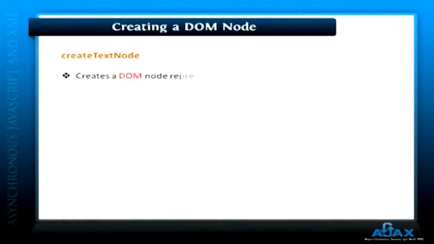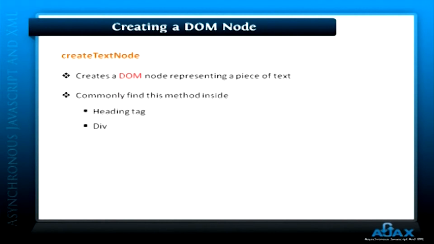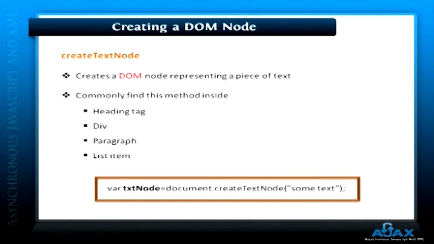This method creates a DOM node representing a piece of text. We commonly find this method inside heading tag, div, paragraph, and list item tags, and so on. So now, look at this piece of script. See, in this line we are creating a text node with the value someText.